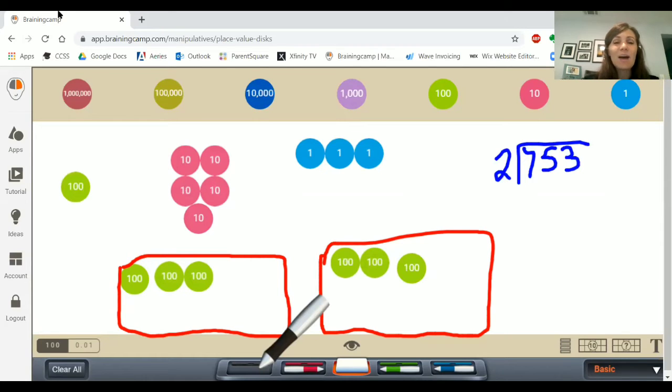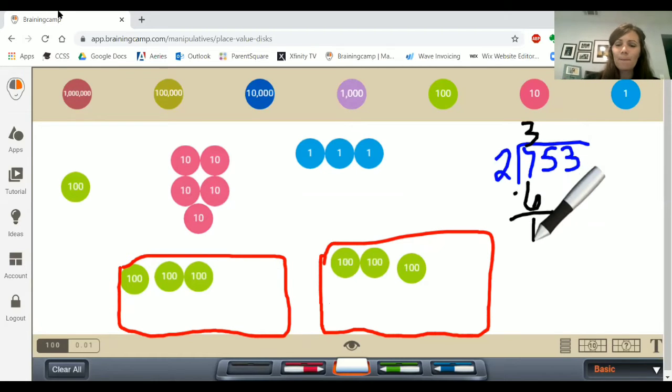I can say, how many times can 2 go into 7? Now I say 7, but it's really 700. So I know, if I count by 2s, 2, 4, 6, 8 is too much. I have to go back down. 2, 4, 6. 3 times. 3 times 2 is 6. And we say it's 6, but it's actually 600. And 7 minus 6 is 1.